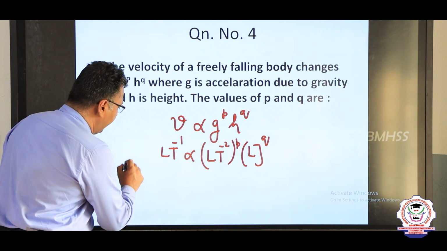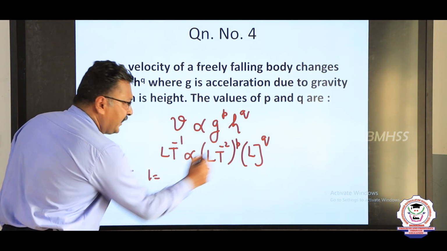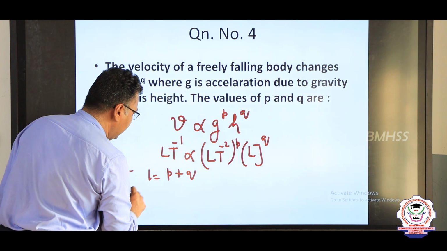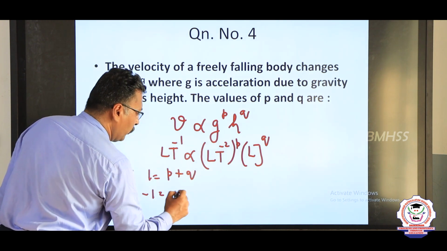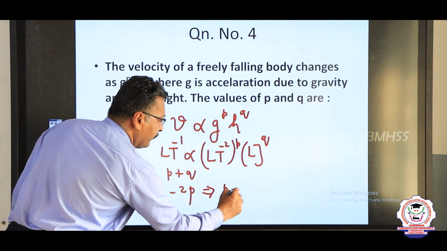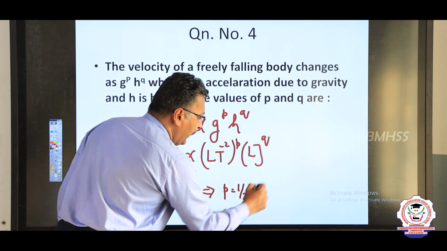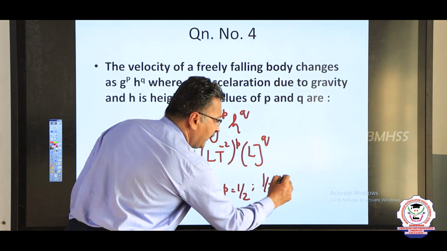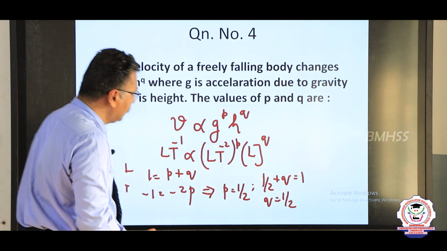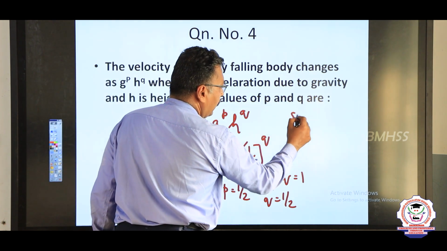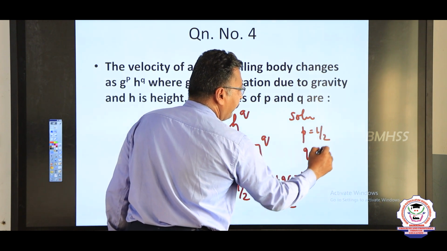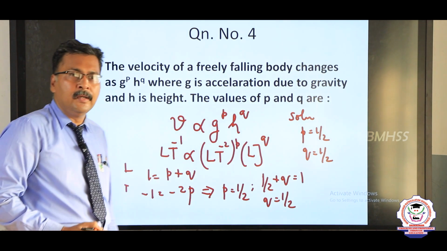So equating for L, 1 is equal to p plus q. L power p into L power q is p plus q. For t you get minus 1 is equal to minus 2p. So p is equal to half. If p is equal to half, half plus q is equal to 1. So q is also equal to half. So we get the values: p is equal to half and q is equal to half. So this is the value of the fourth problem.